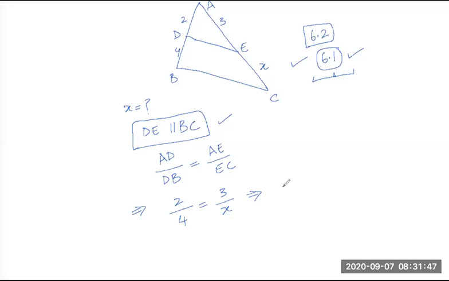Next step, cross multiplication. 2 into x is equal to 3 into 4. 3 into 4 is 12. So x is equal to 12 by 2. That is equal to 6. Very good. This is the application of the first theorem, or you can say second theorem.